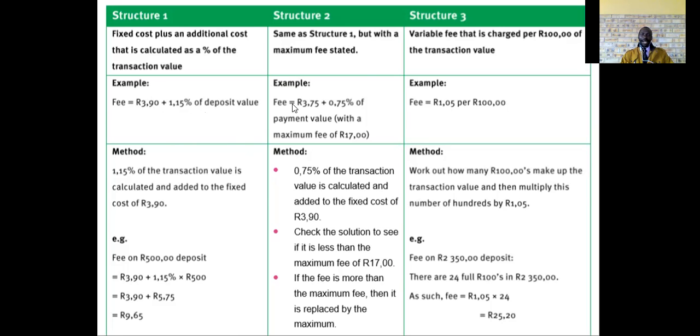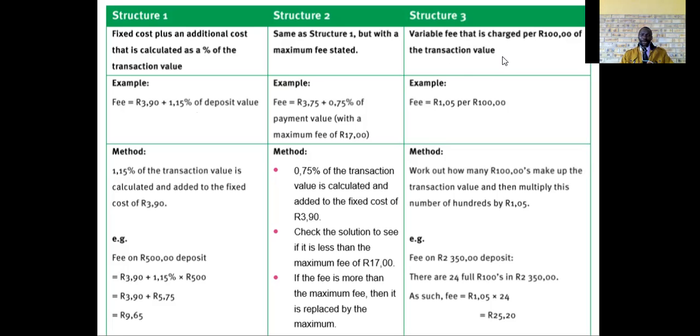See that? And now for the second structure, we see that same structure as the first, but the maximum fee is stated, over which this is calculated from. And here we have a variable fee charged per 100 of the transactional value. So yes, these are the different ways through which banks will be charging you.